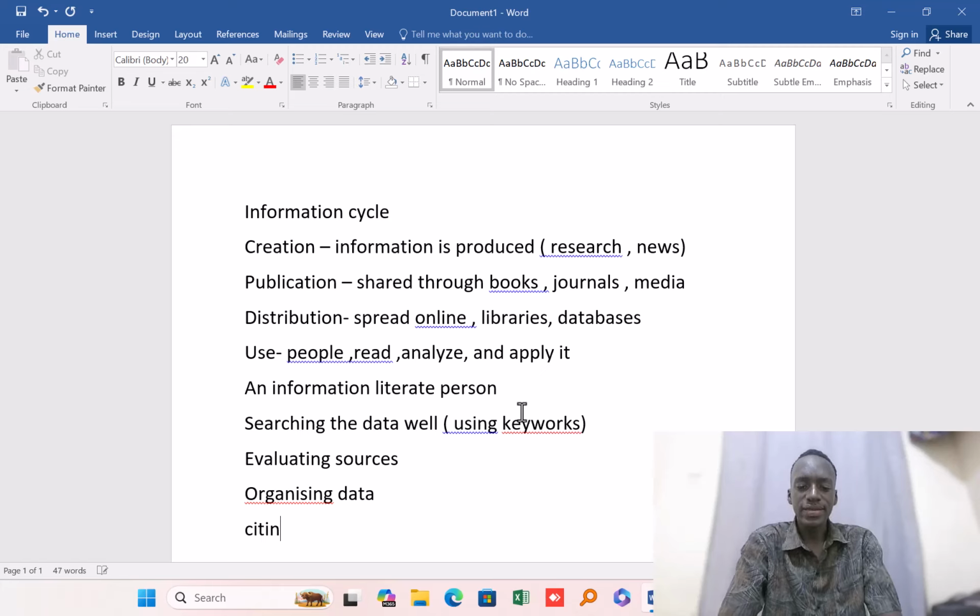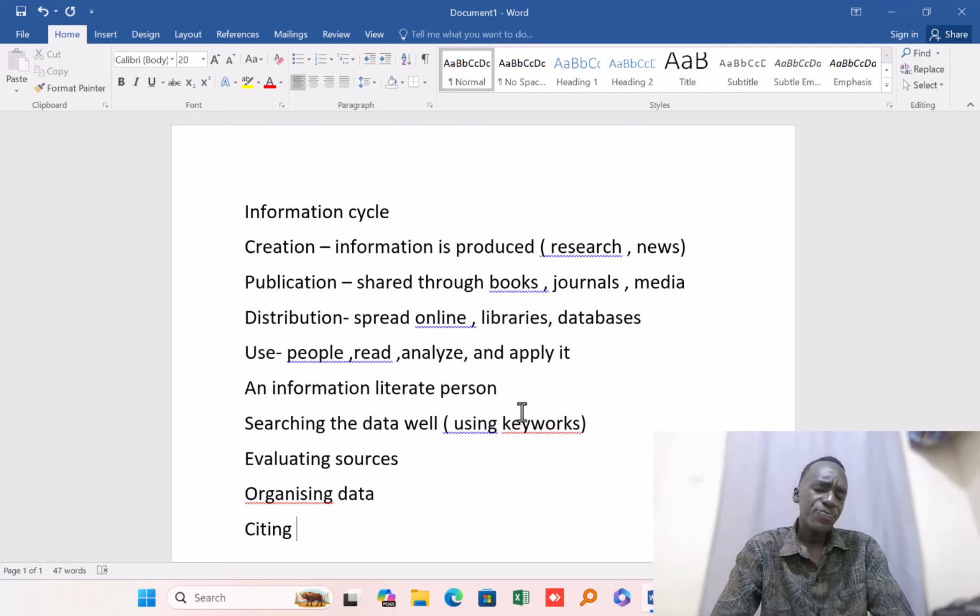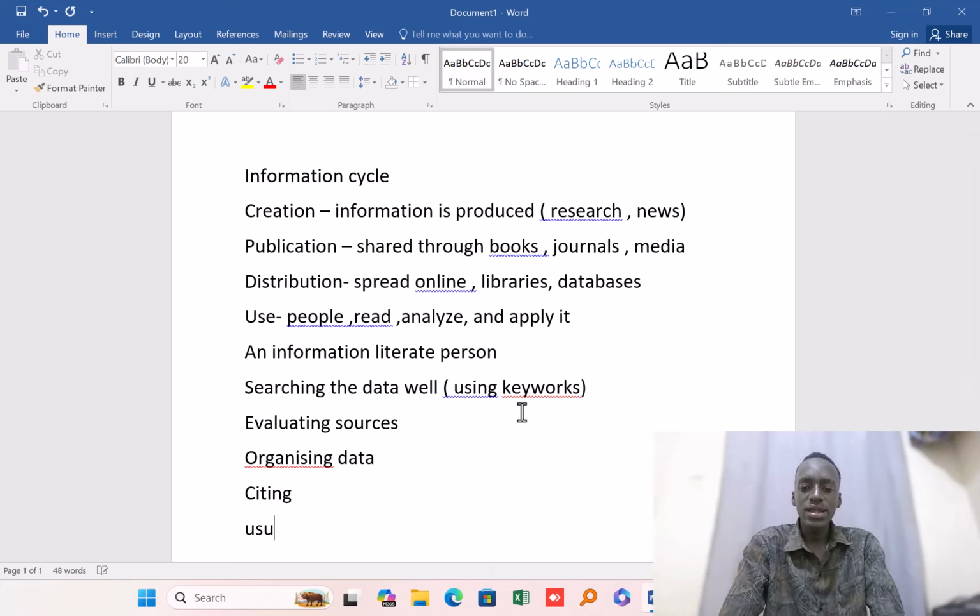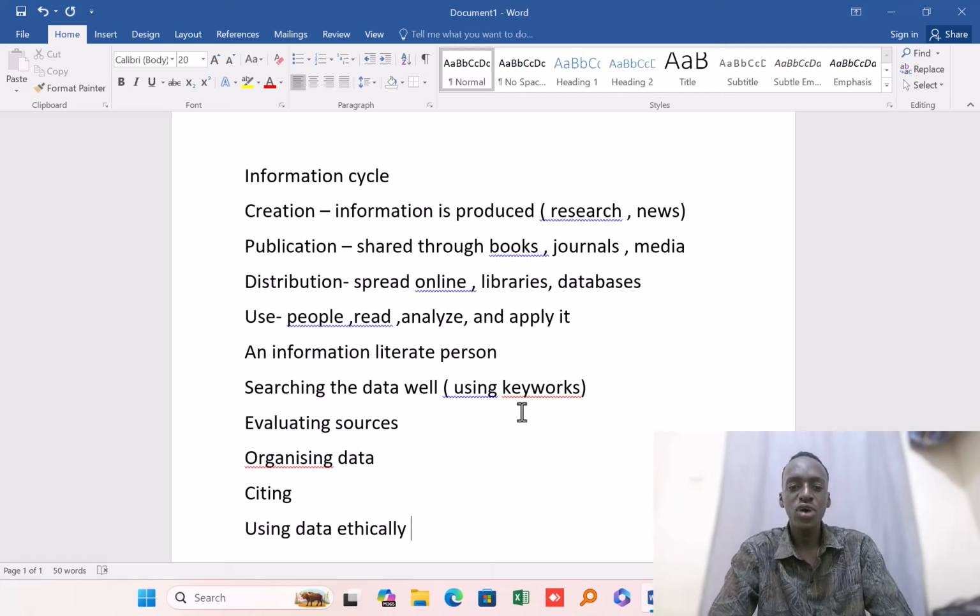Then citing. Citing simply means you will need to give credit to the sources that you get your data from, because knowledge is not earned. If you have not come up with the idea and somebody else came up with that idea, you will need to cite them to give them their credit. Another thing will be using the data or the information. You have to have ethical ways of using the data.